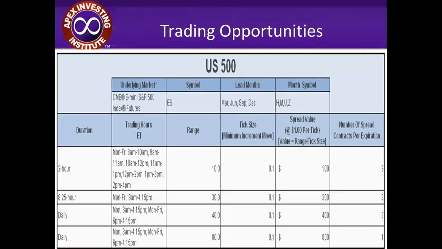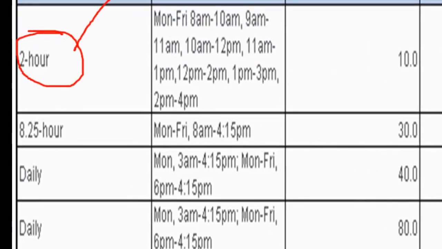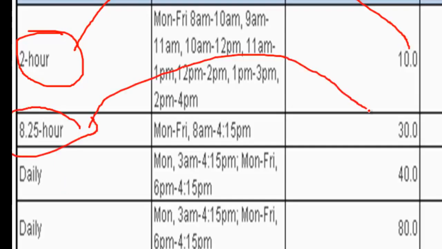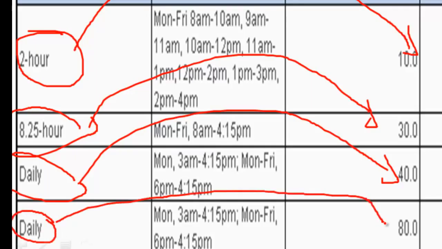As you'll see here, there are multiple trading opportunities on the US 500 spread. And as I stated, you can see that on the 2-hour spread they're 10 points wide. You can look over here at the 8.25-hour spread, they're 30 points wide. On the daily spread, they're 40 points wide. Then you always also have what's known as the master spread. It'll be the widest spread. It straddles the market, and that one on the US 500 is 80 points wide.